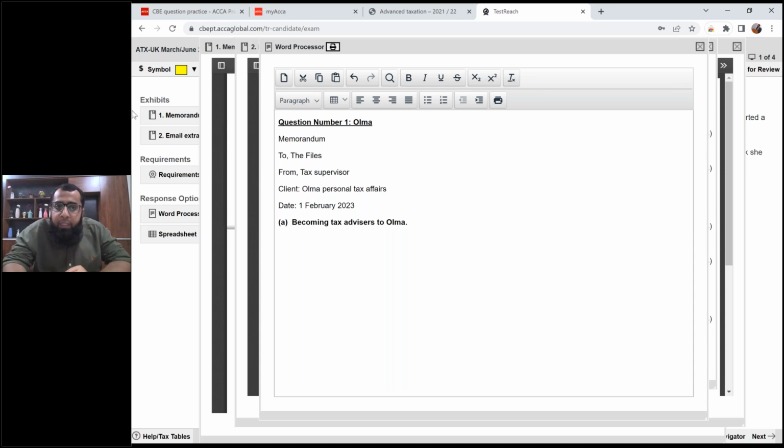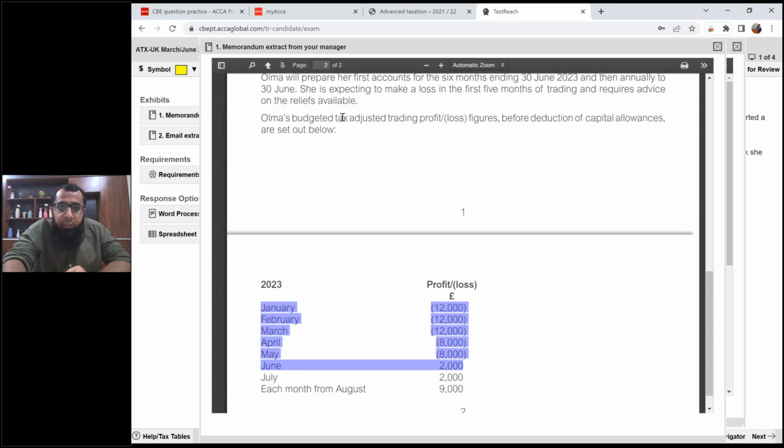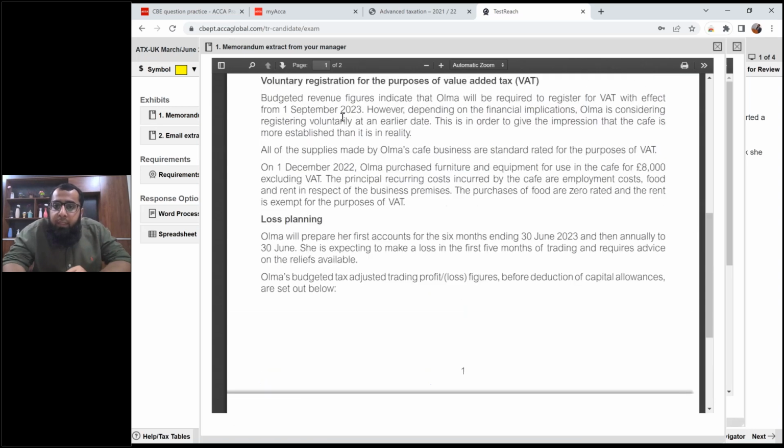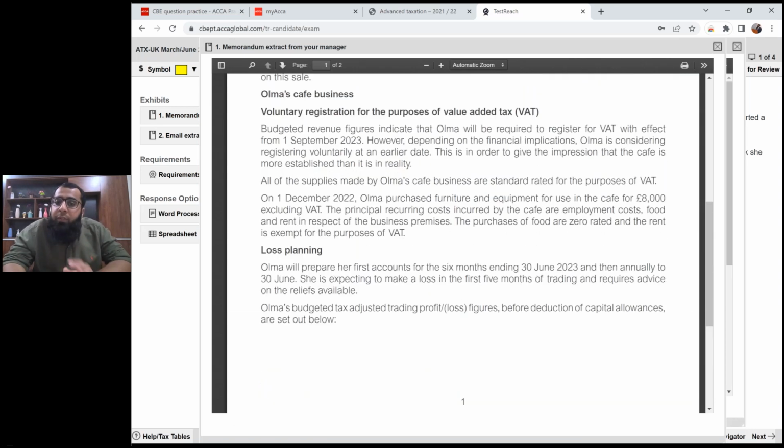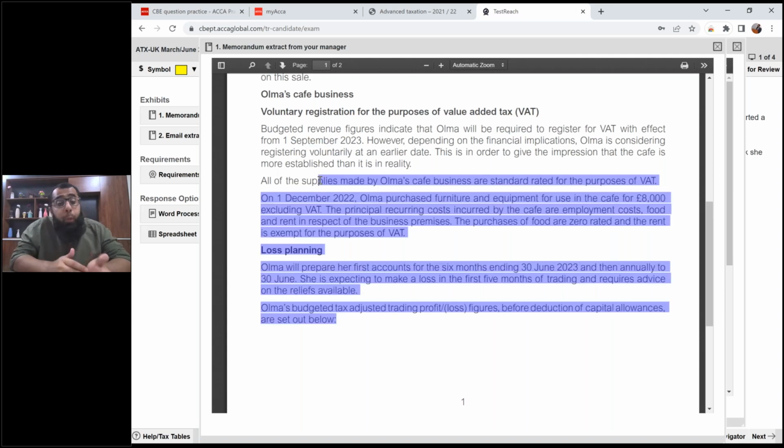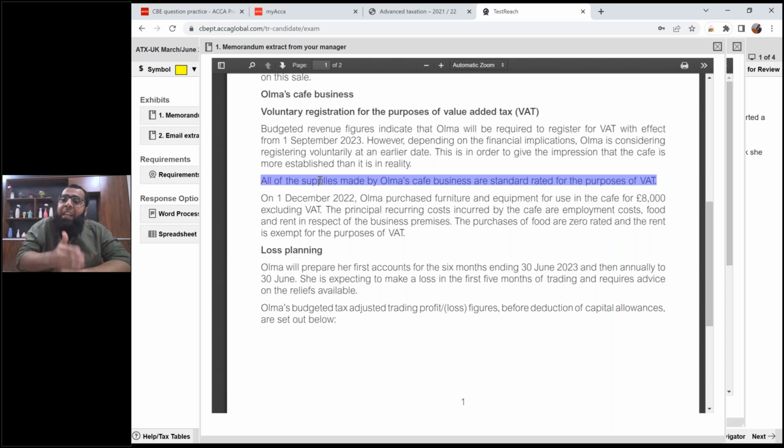Okay, if you read it here while we read the question, she will be required to register for VAT on 1st September 23. And she makes standard rated goods. Once she gets registered for VAT, she has to charge VAT on the consumers. But currently she is not registered. One student has asked, on zero rated goods, we can recover VAT on the material.